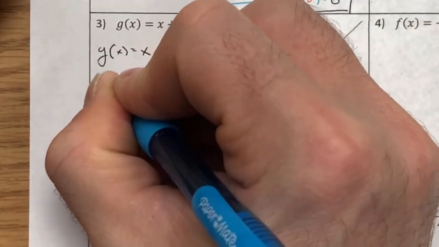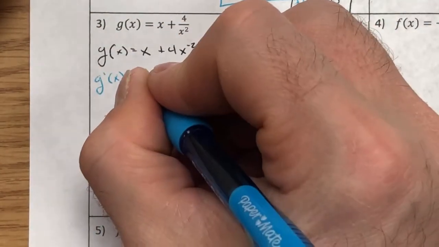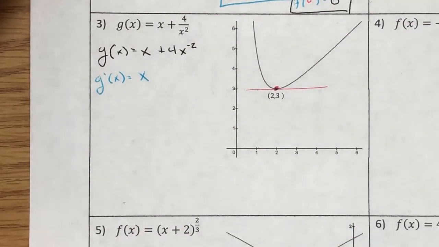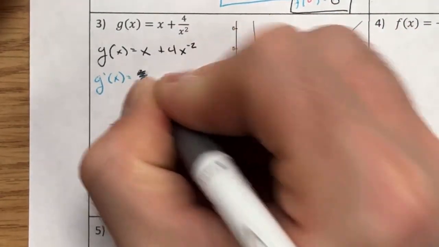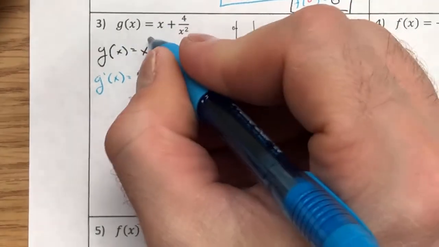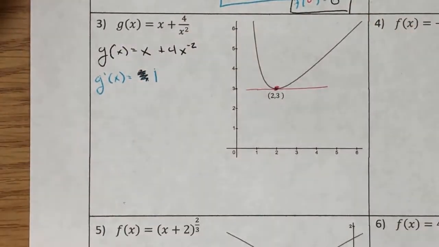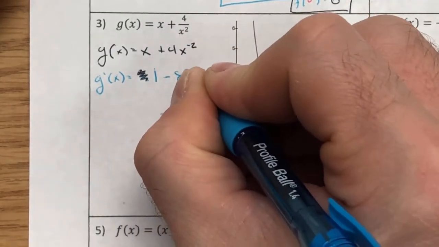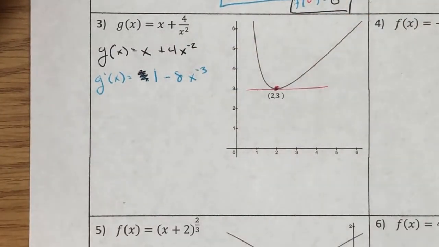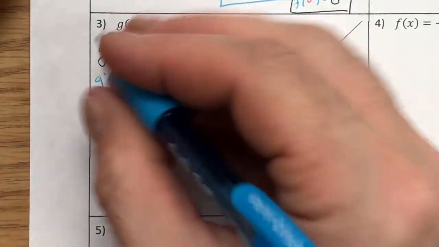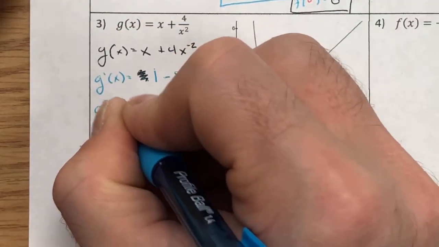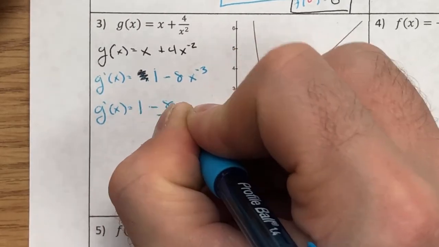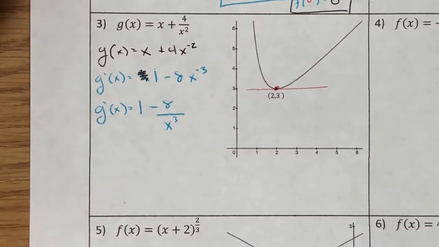So g prime of x is equal to, it's going to move the power, so it's going to be a 1, minus 8x to the negative 3. So I'm going to get g prime of x is equal to 1 minus 8 over x cubed.